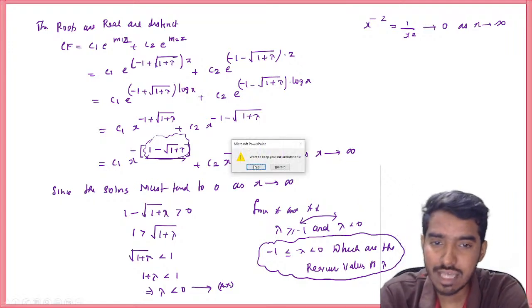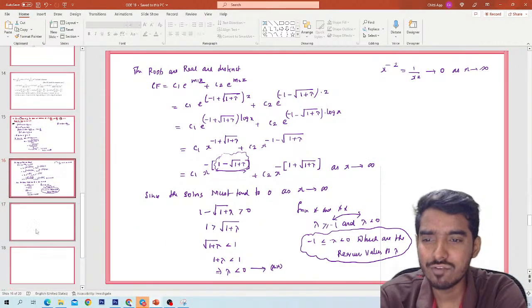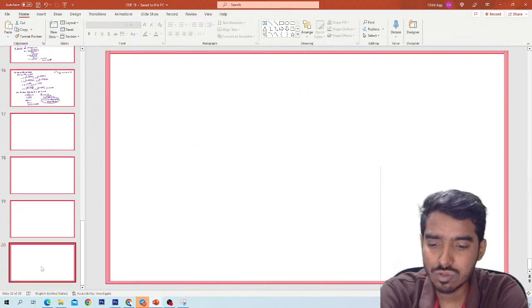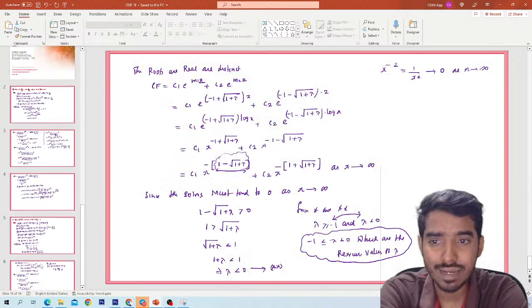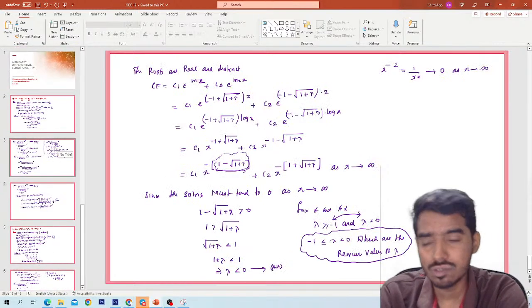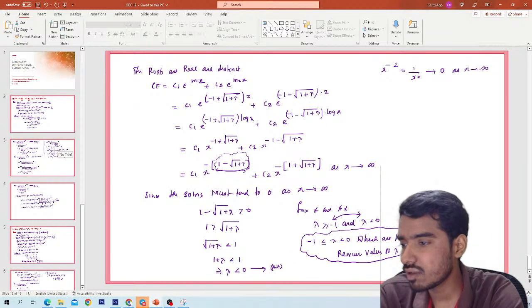So that's it, we'll stop the Cauchy-Euler equation. I did 14 problems. I'll give you some more problems in the Telegram group. After that, we're going to start variation of parameters. So the next class we will start variation of parameters, right?